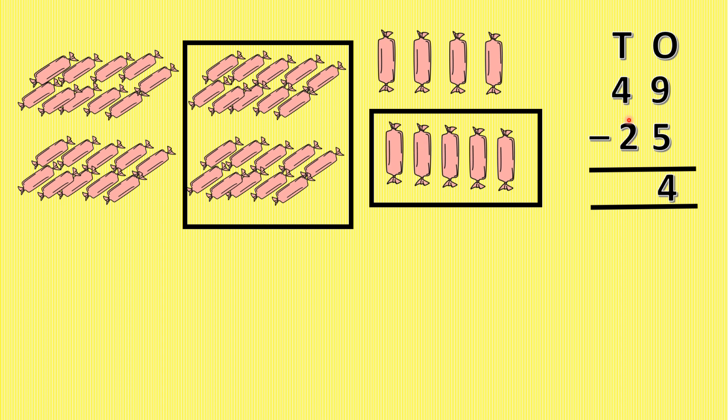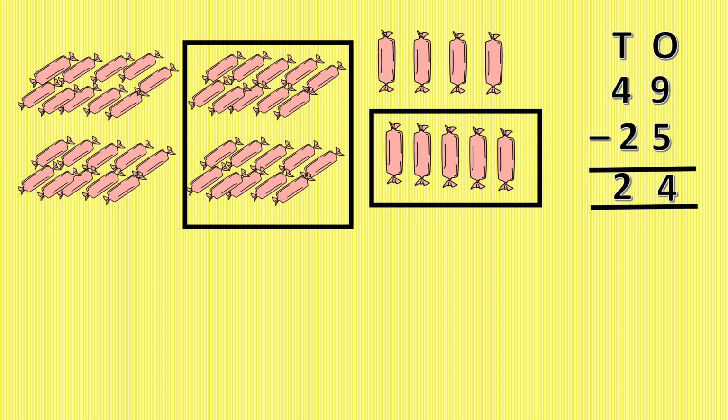4 minus 2. You can do this by counting forward. After 2 comes 3 and then 4. 2 steps forward we are moving. So below tens will come 2. Or you can see here there are two tens which are not inside the box. So the answer here in tens place we will write 2.